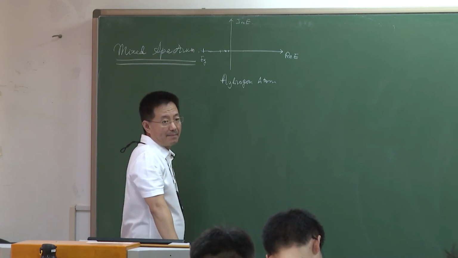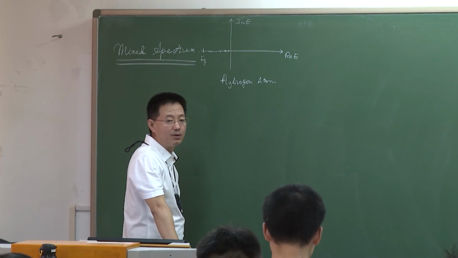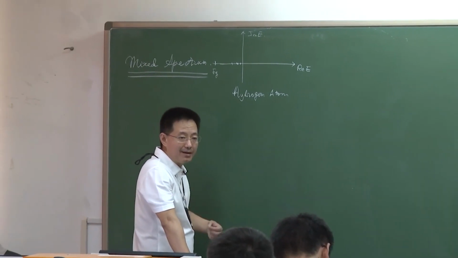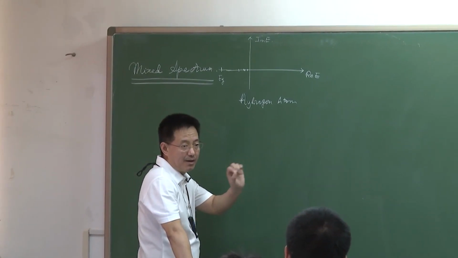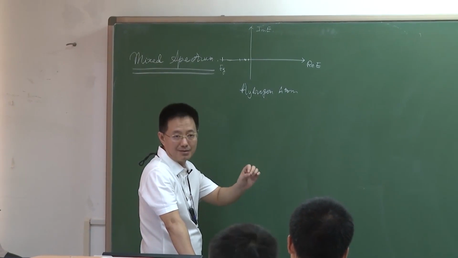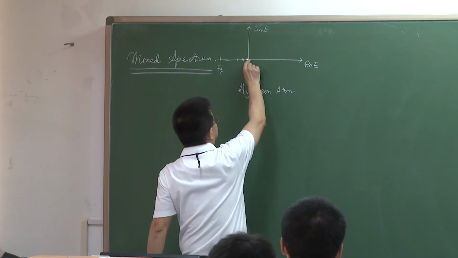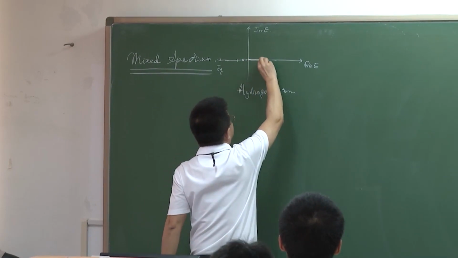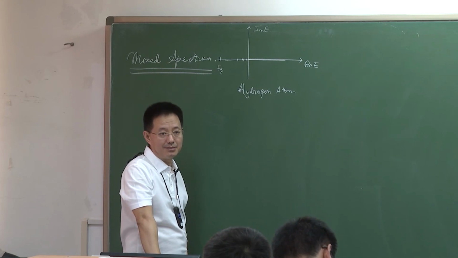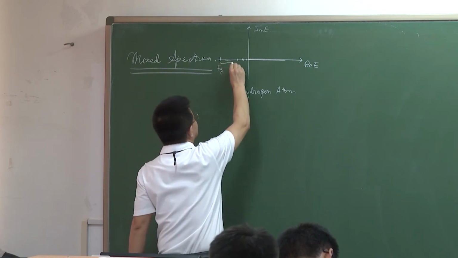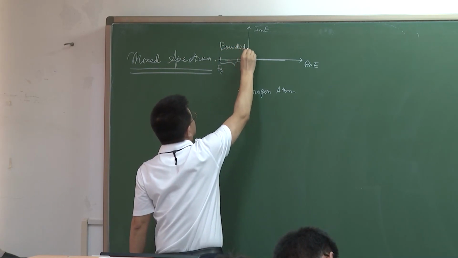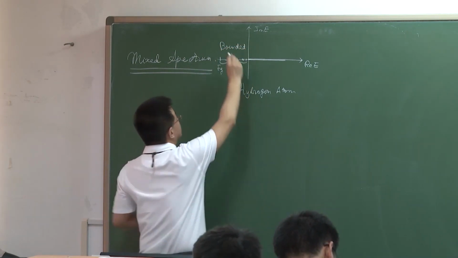But after 13.6 electron volts, the electron can be excited to some critical point, and then it becomes a free particle. So after that, the atom will be such a particle. It's a free particle. So in this region, it is the bounded state. The bounded state is discrete.